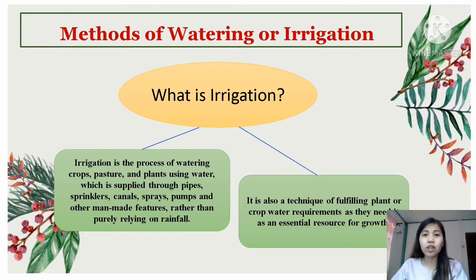Now, what is irrigation? Irrigation is the process of watering crops, pasture, and plants using water, which is supplied through pipes, sprinklers, canals, sprays, pumps, and other man-made features rather than purely relying on rainfall. In other words, it is a method of an advanced watering system for helping plants to grow because it is applied as an alternative to rain-fed farming. Also, it is a technique for fulfilling plant or crop water requirements as they need it as an essential source for growth.